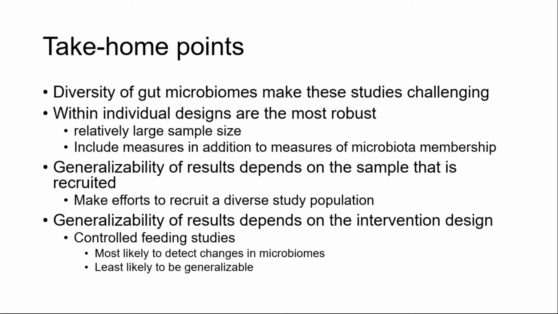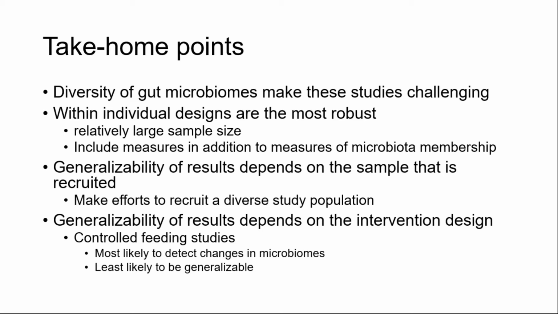You're going to need a relatively large sample size, even with the within individual. We said around 500 maybe for cross-sectional. You might be able to cut this in half to around 200 or 250 for a within individual design. You should include measures in addition to measures of microbiota membership, so functional aspects of the microbiome. The generalizability of your results are going to depend on the sample that you can recruit.